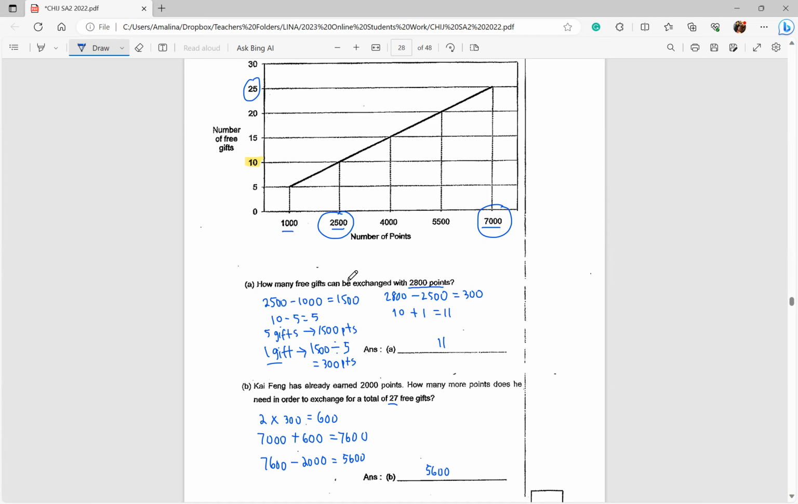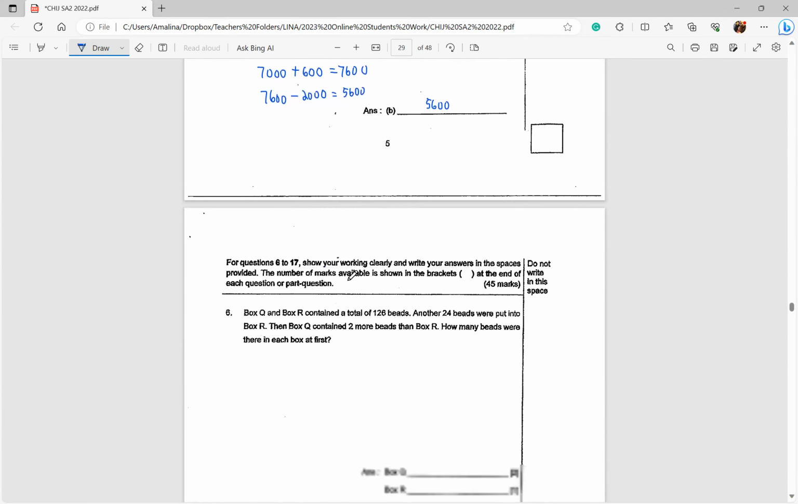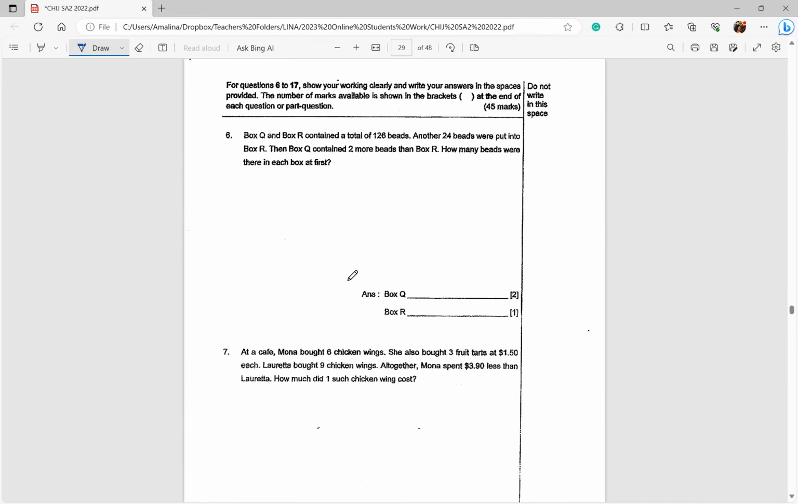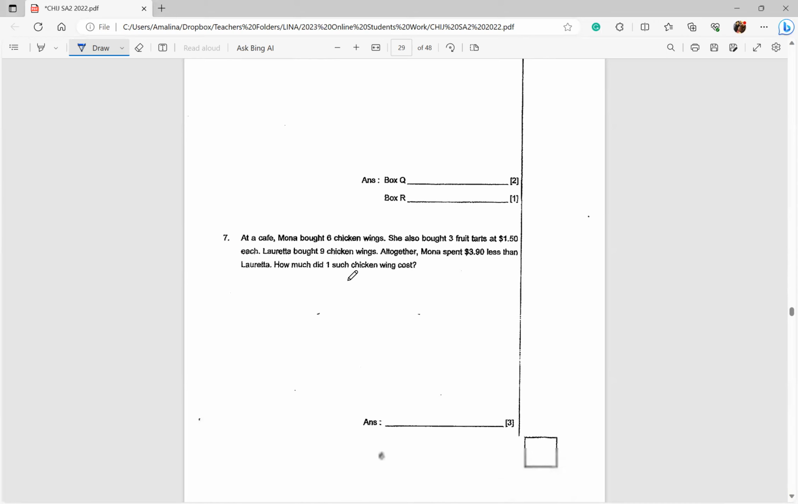Okay, let's move on to the next question. Question number 6, I will skip. Question 6 is quite straightforward, so you may refer to the solutions in the PDF form. Now let's move on to question number 7.